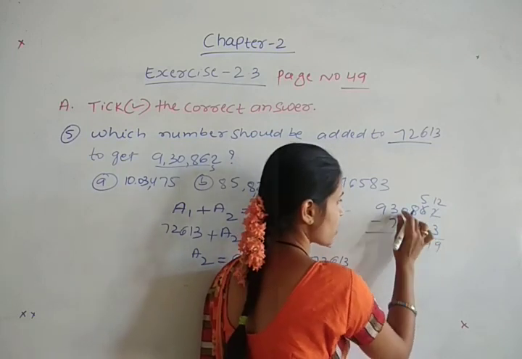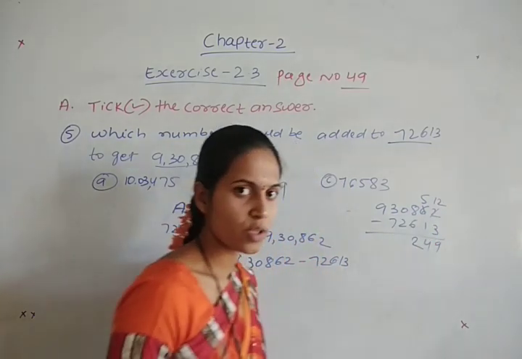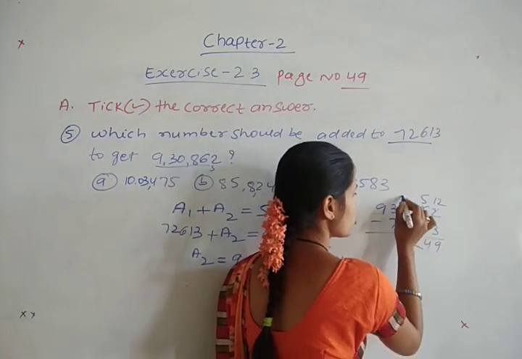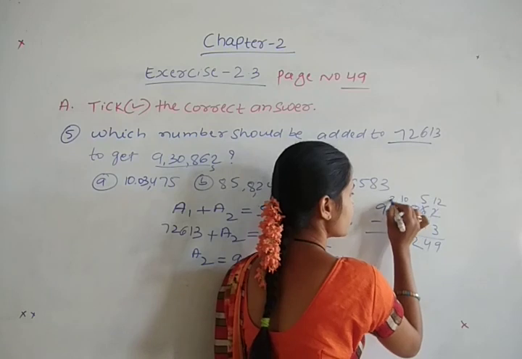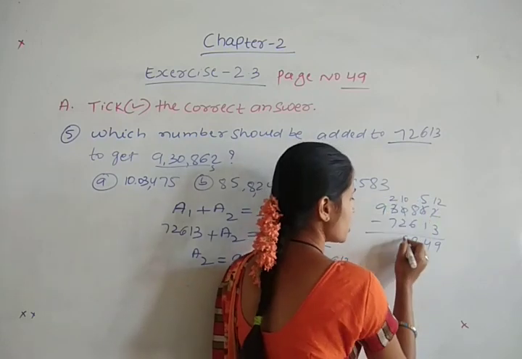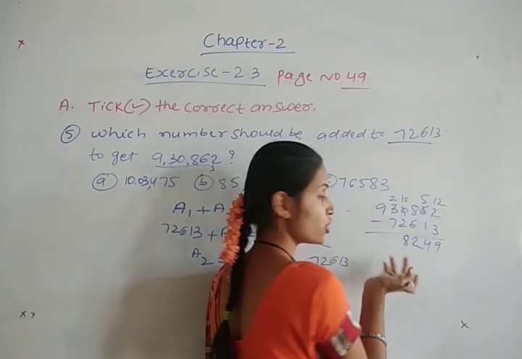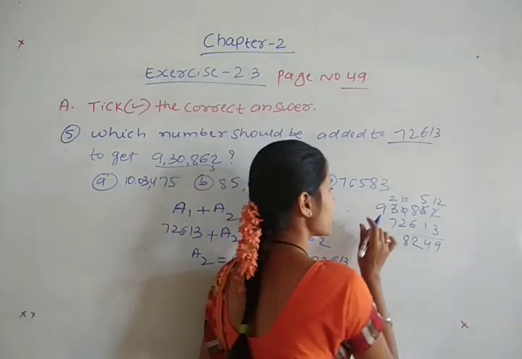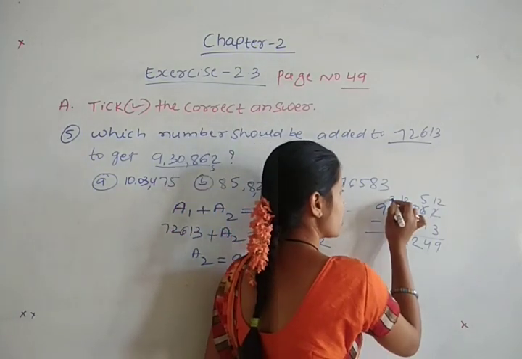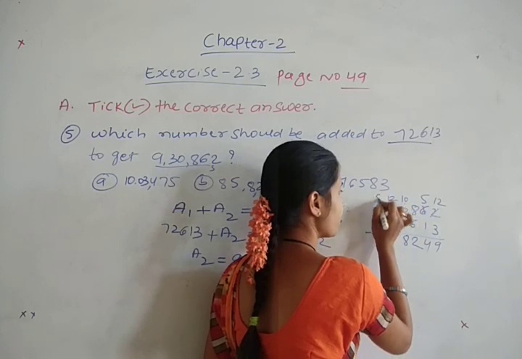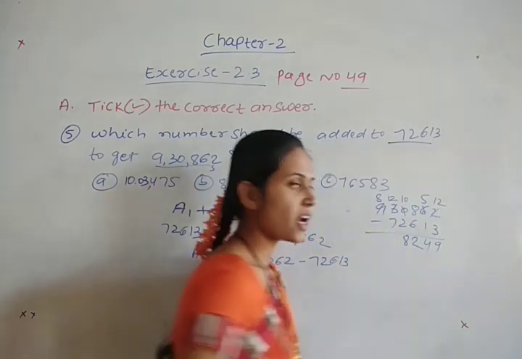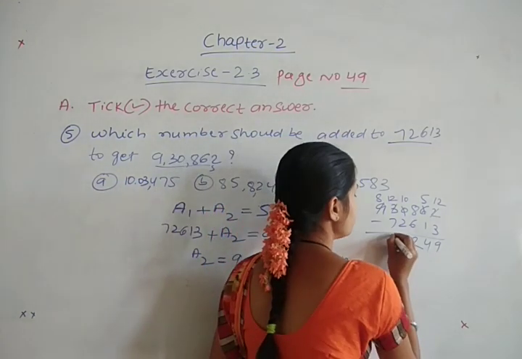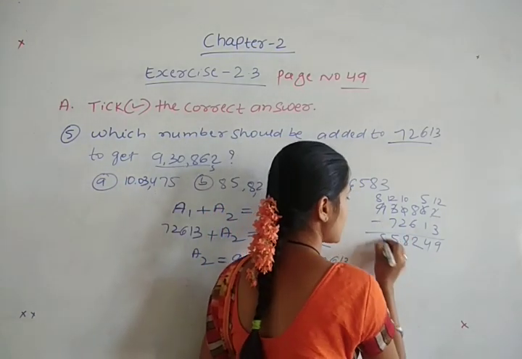Now 0 minus 2 is also not possible, so I will take 1 borrow from this 3. Now this 0 becomes 10, and we are left with 2. 10 minus 2 is 8. Now 2 minus 7 is also not possible because 2 is smaller than 7, so I will take 1 borrow from this 9. Now this 2 becomes 12, and we are left with 8. If you subtract 7 from 12, you will get 5. Now write 8 as it is.